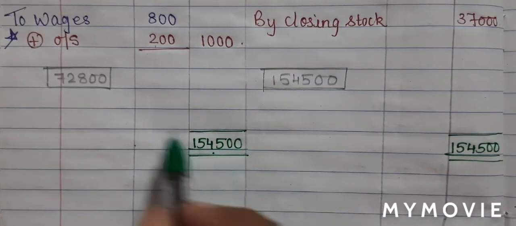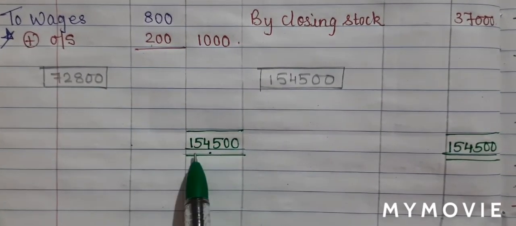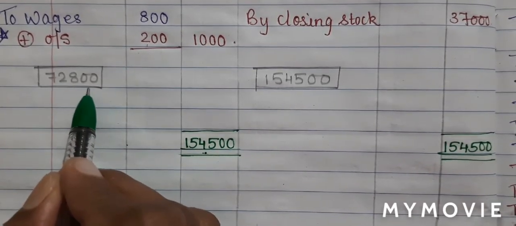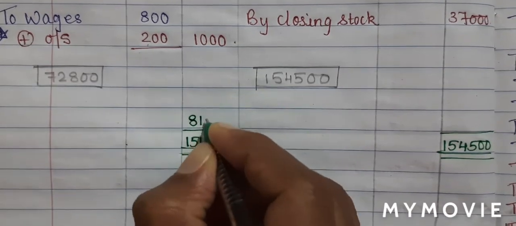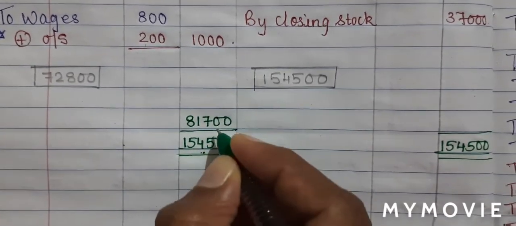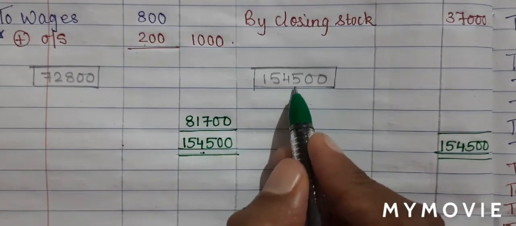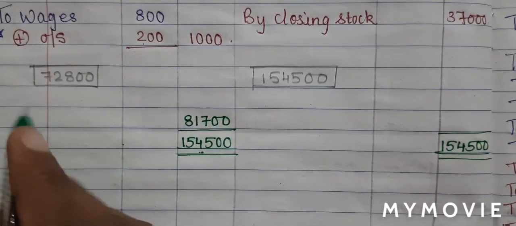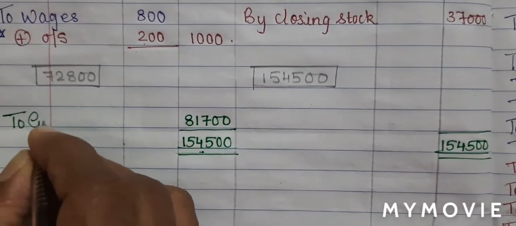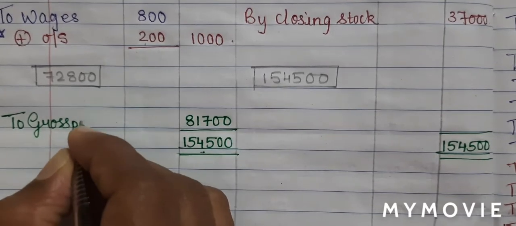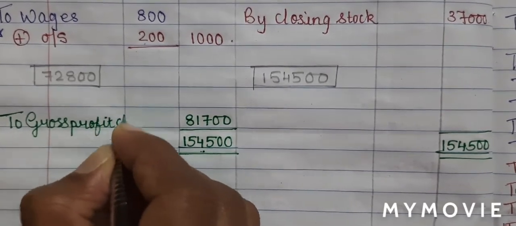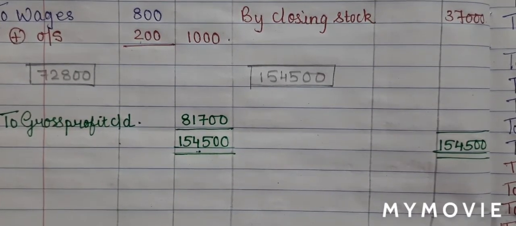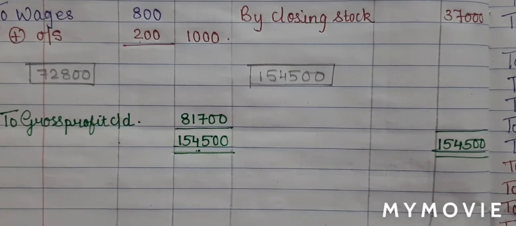From the bigger total, I will minus the smaller total. So 1,54,500 minus 72,800. I'll get a balance of 81,700, which I'll write it on top. Now my income is more than my expense. So when my income is more than my expense, which means my business has made a profit. So I'll write to gross profit carried down. Now since I have got my gross profit, I can now do my calculation of commission.